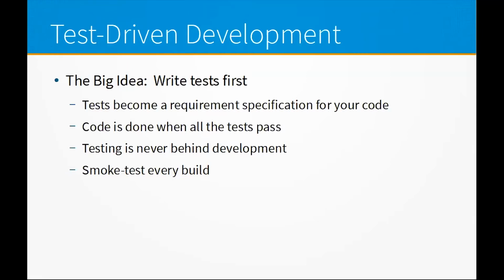And the real important thing for release control is that when you apply test-driven development, your testing is never behind development. Your testers are never behind the 8-ball or behind the curve. They're never scrambling to keep up with changes because every time there's a change or every time there's new code, we've got new tests. And that allows you to smoke test every build.